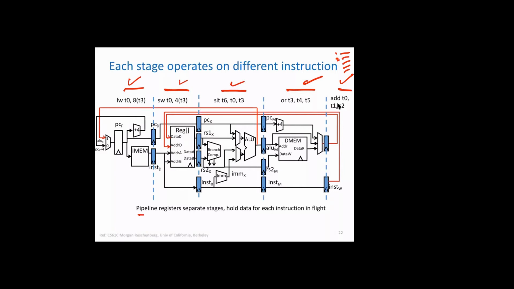So pipeline registers separate stages, fine. The idea is that we have to separate the stages, otherwise signals will continue to flow. They hold the data for each instruction in flight.